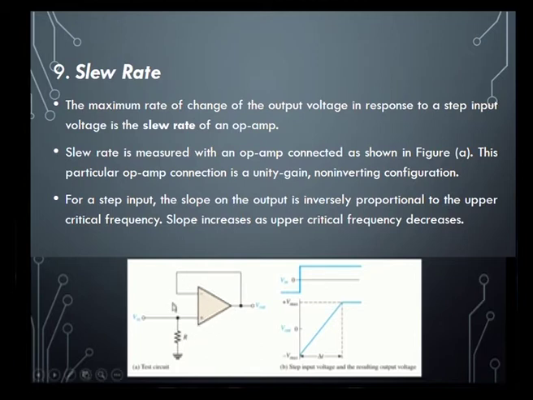Usually we call this a voltage follower, because the output is totally connected to the inverting input. For a step input, the slope on the output is inversely proportional to the upper critical frequency. This slope has two terminals, the lower critical frequency and the upper critical frequency. The slope is inversely proportional to the upper critical frequency, and the slope increases as the upper critical frequency decreases. This is how it depends on the frequency.